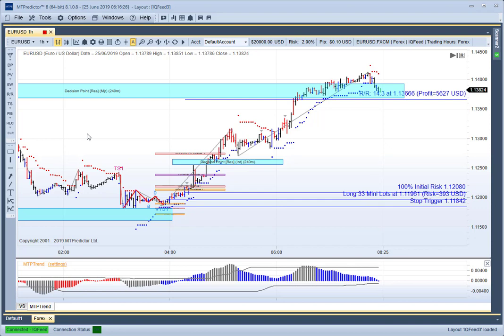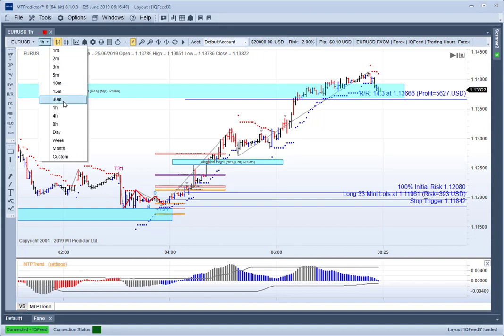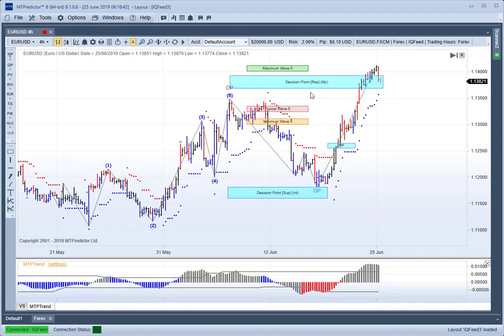So hopefully this is a good video to show an example of how to apply MTPredictor on the Forex markets, with a great example catching the recent rally on the euro US dollar with a trade entry on the 1 hourly chart with the higher time frame analysis on the 4 hourly chart.